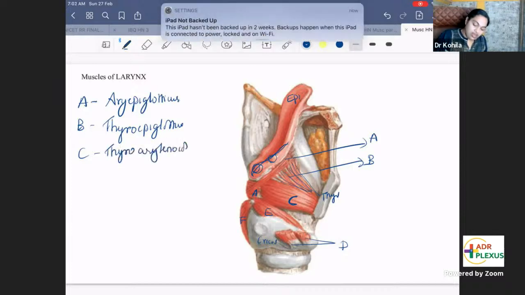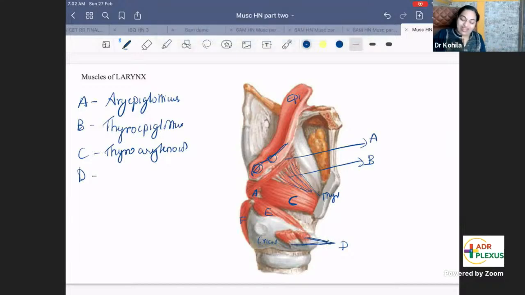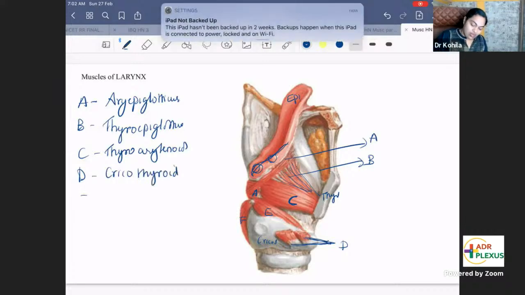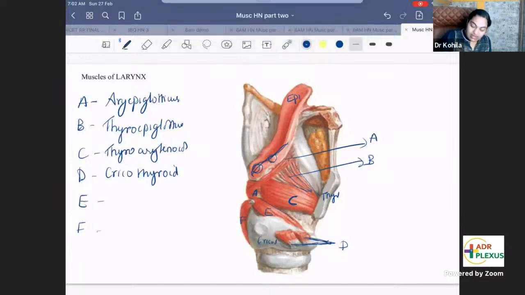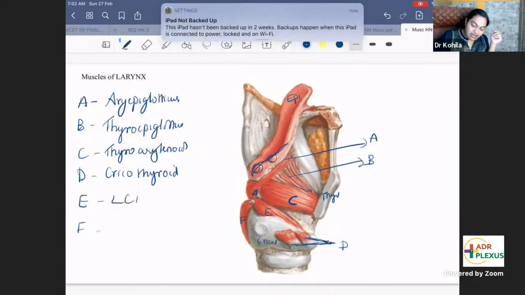Thyroarytenoid. Right? D. Easy. Yeah? That's the only muscle of the larynx which lies outside the larynx, they say. This is the cricothyroid. What is E and F? E on the cricoid, yes, going towards the arytenoid there. Muscular process, I told you. This will be the lateral cricoarytenoid. Then this one will be the posterior cricoarytenoid.